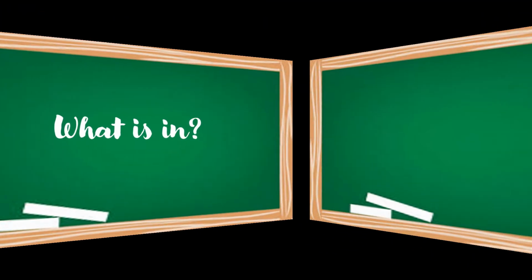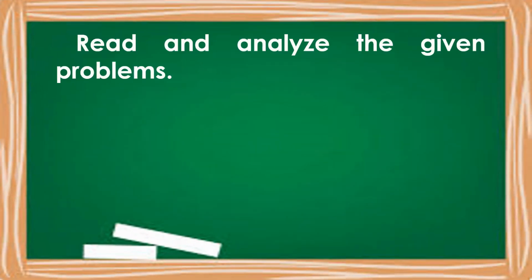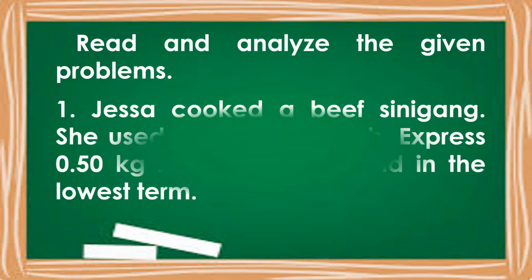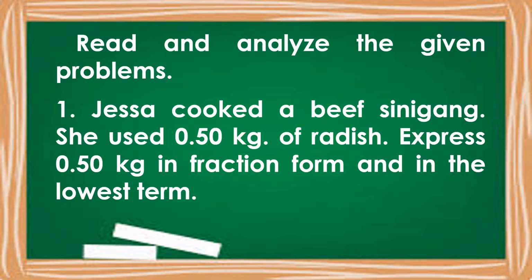So let us have another exercise. Read and analyze the given problems. Write your answers on your mathematics activity notebook. Number 1. Jessa cooked a beef sinigang. She used 50 hundredths kilogram of radish. Express 50 hundredths kilogram in fraction form and in the lowest term. 50 hundredths kilogram written in fraction is 50 over 100, which is equivalent to 1/2.